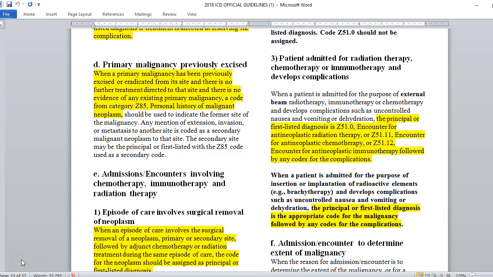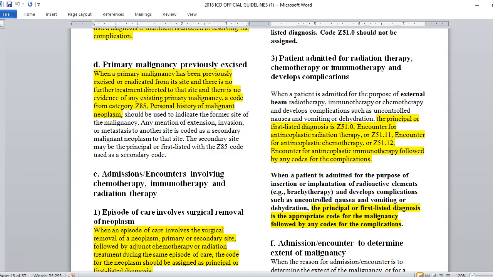When a patient is admitted for purpose of insertion or implantation of radioactive elements like brachytherapy and develops complications such as uncontrolled nausea and vomiting or dehydration, the principal or first listed diagnosis is the appropriate code for the malignancy, followed by codes for the complications. So again, this is a little bit backwards. For this one, we are going to code the malignancy first.